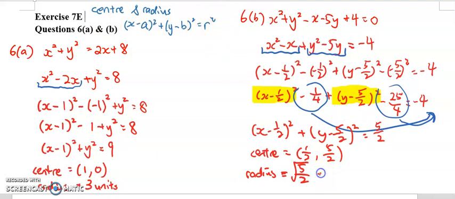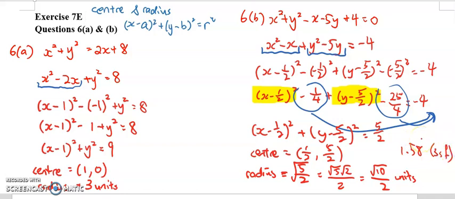If you want to express it in terms of surds, rationalize top and bottom, so you will get root 10 over 2 units. You can also express this to 3 significant figures. On the calculator, to 3 significant figures, it will be 1.58. As much as possible, we give the exact form in surds, and we need to rationalize, because for any answer with surds, we cannot leave the denominator in surd form. We have to rationalize the denominator.